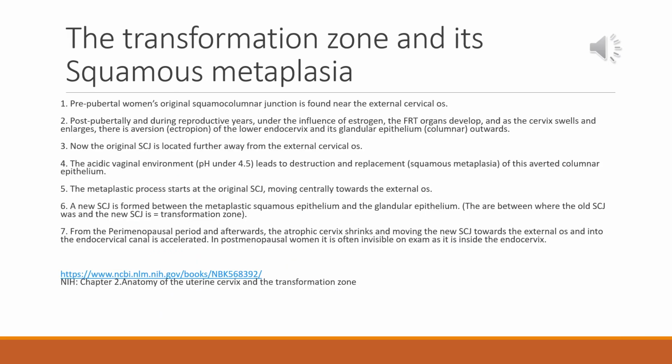So here are bullet points for the transformation itself across the different ages. 1. In prepubertal women, the original squamocolumnar junction is found near the external cervical os in the ectocervix. 2. And then after puberty, during the reproductive years, under influence of estrogen, we have not just changing of the epithelium itself, but also the organs themselves, like the vagina and the uterus.